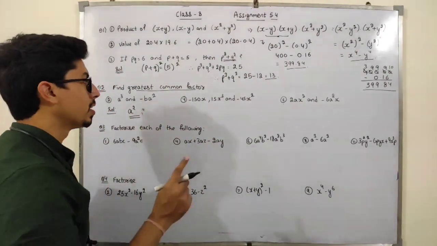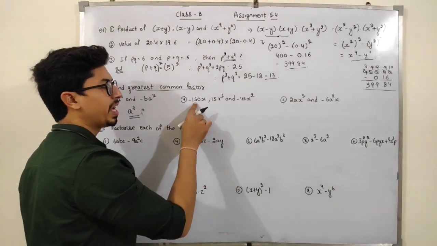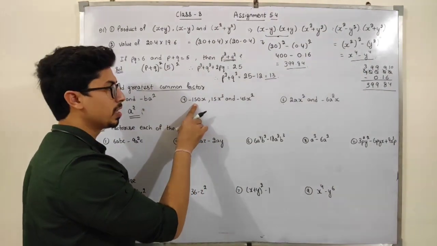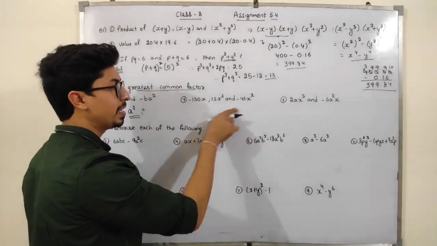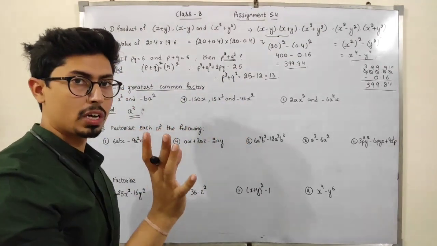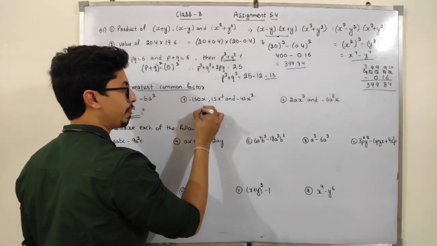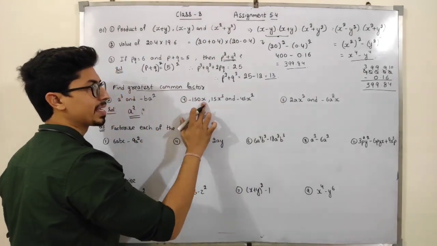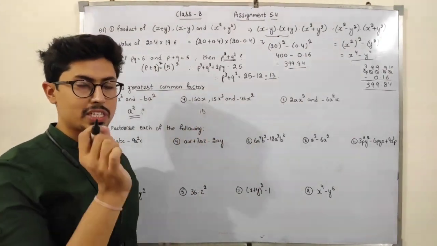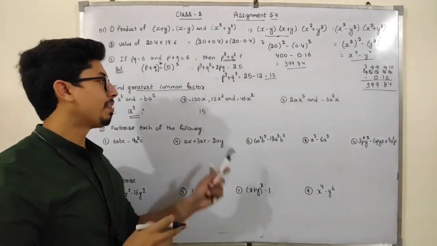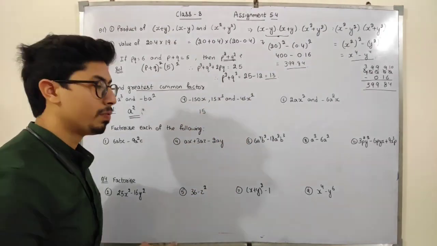Okay. See, like 150, I can write 150 as 15 into 10. This I can write 15. This is 15 into 3. That means 15 will be a common number. So 15, okay. X cube, x square. See, in all the three numbers there is a variable x, and the least power of x is x raised to power 1.